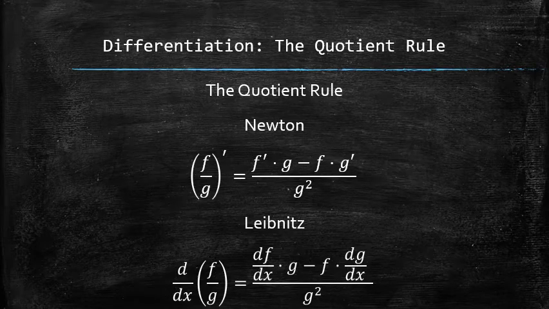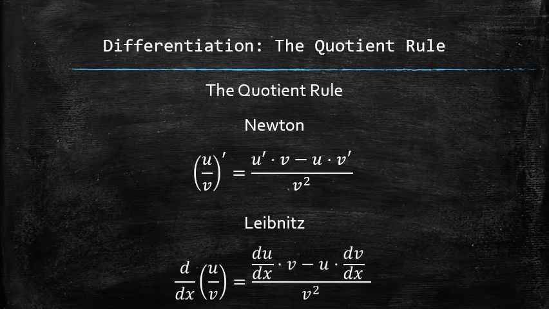We can ease the notation by dropping all the x's from the statements of the rule. It is also beneficial to know the rule for different sets of letters. Here's the same rule written in terms of u and v.